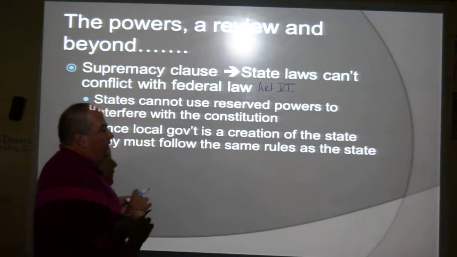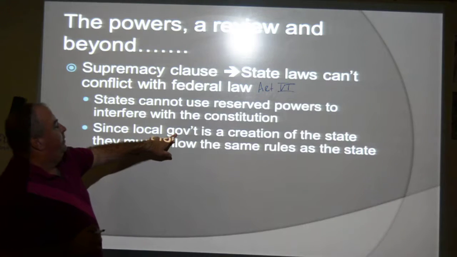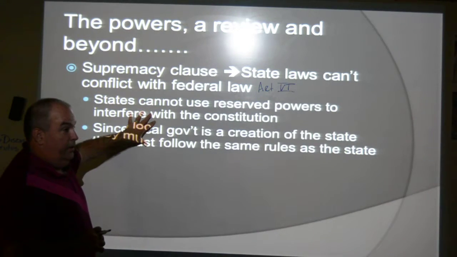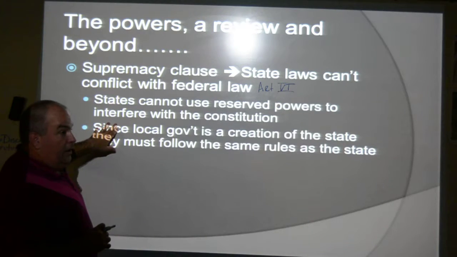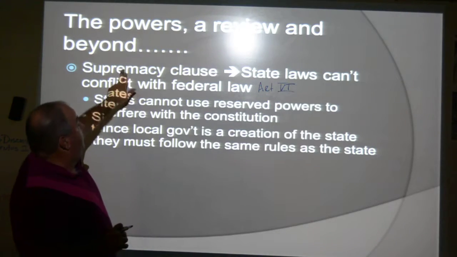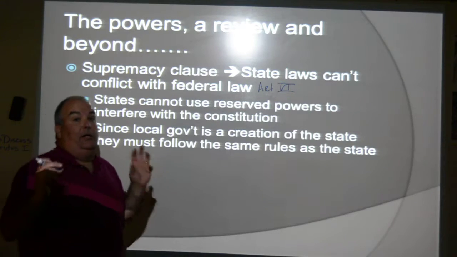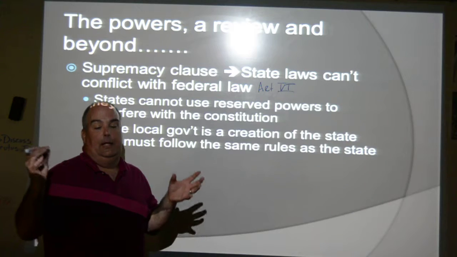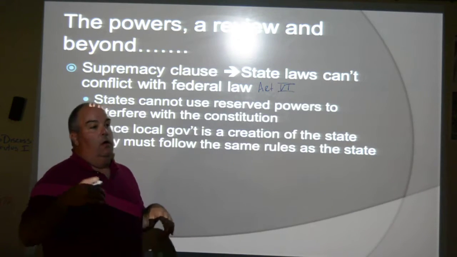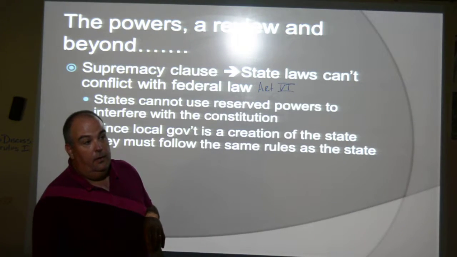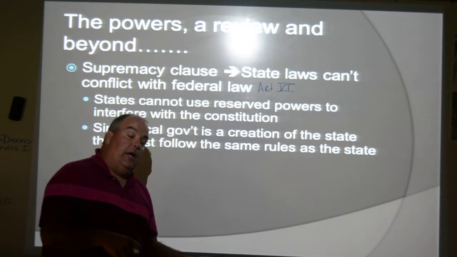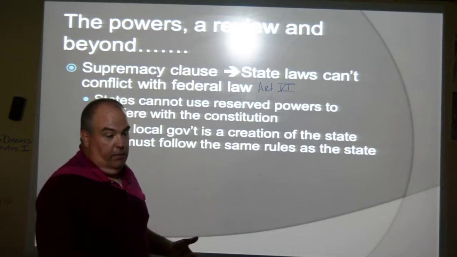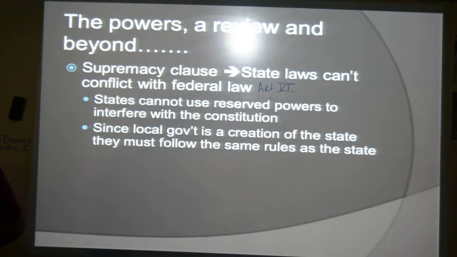So again, local government is created by the state government. That's part of those reserved powers. And so they're a part of the state, they've got to follow the same rules. Toledo, in theory, cannot make marijuana legal. Why? We were created by the states, and the states have to follow the Constitution, so Toledo's got to follow the Constitution. It's just the way it works. Simple flow.